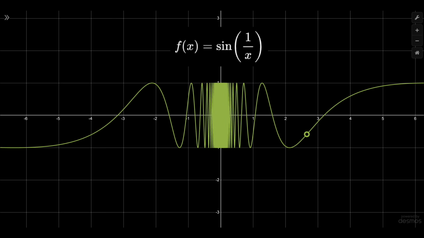Here's yet another one from the intro of the video, sine of 1 over x. The limit as x approaches 0 does not exist here because of oscillation. As you can see, it doesn't settle down on one value as you approach from both the left and right.